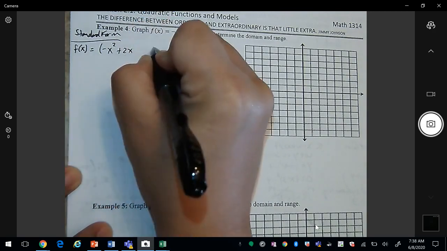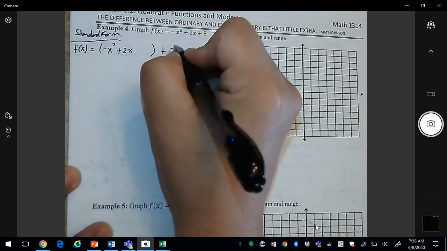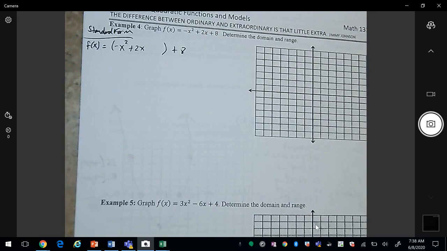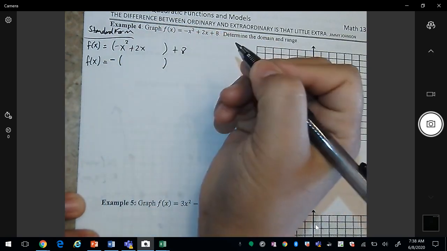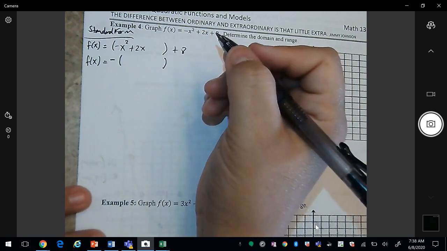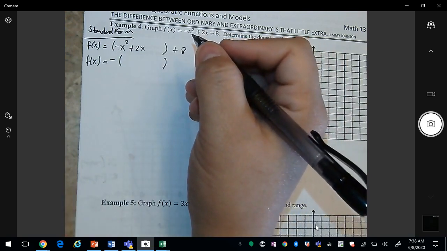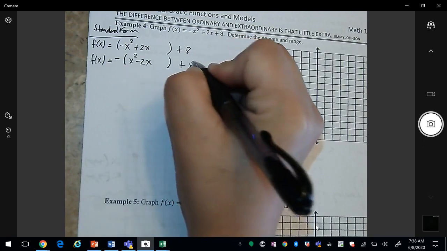So I can rewrite this as negative x squared plus 2x, and then we leave a little space, plus 8. And then we need to take care of this negative. So I'm going to factor it to the front. And so that's going to leave me with x squared minus 2x plus 8.